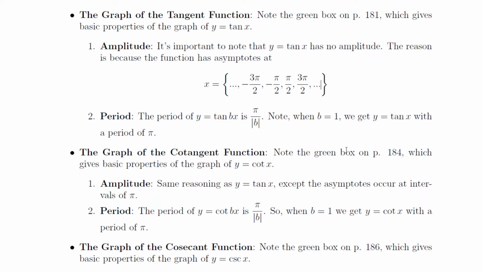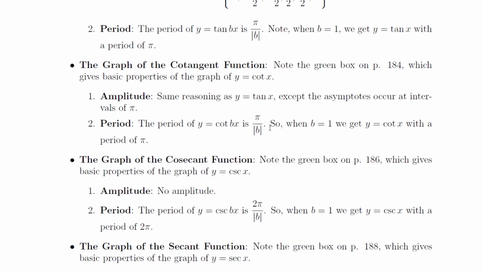The period is going to be a little different than it was for sine and cosine. So for tangent, it's actually going to be pi over absolute b, where b is this value right here. If you remember from the last time, for sine and cosine, it was 2 pi over absolute b. So tangent's just a little different.